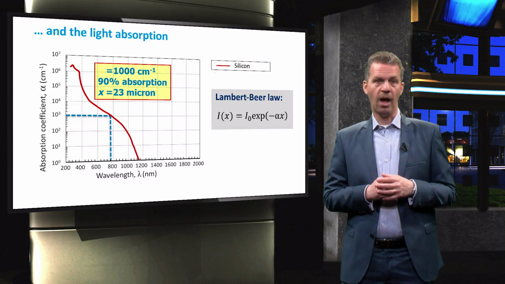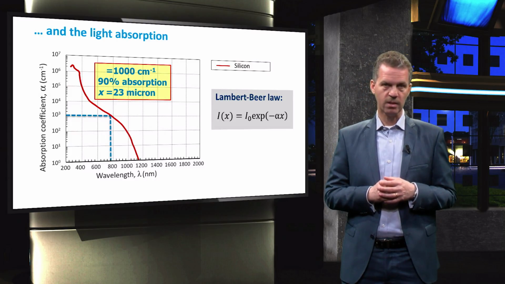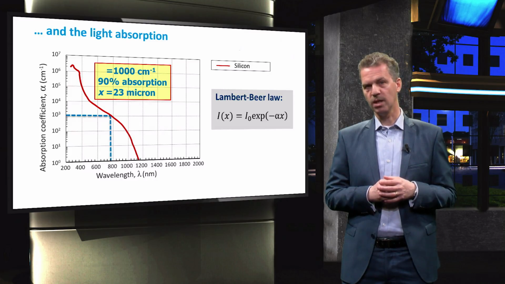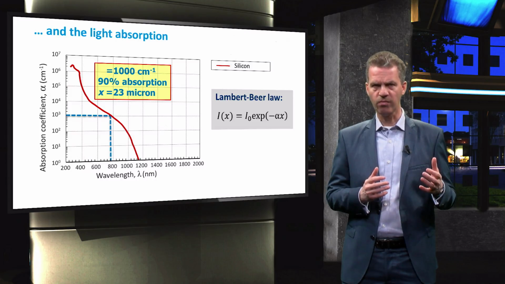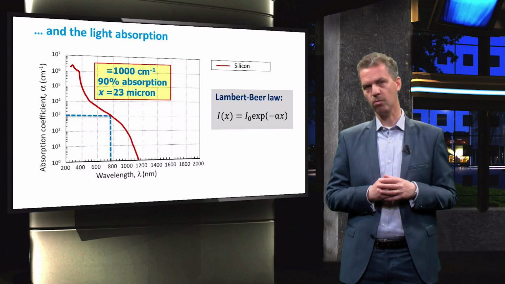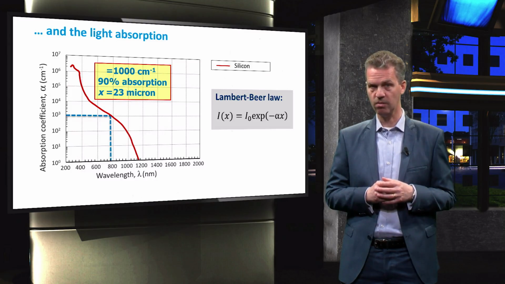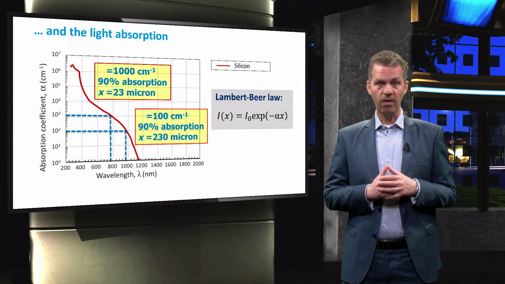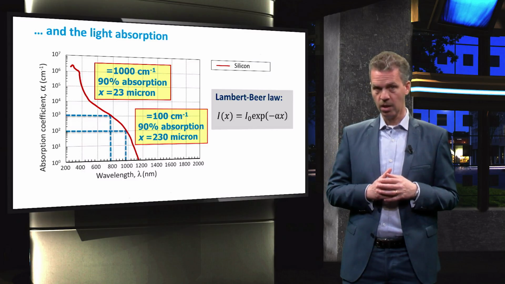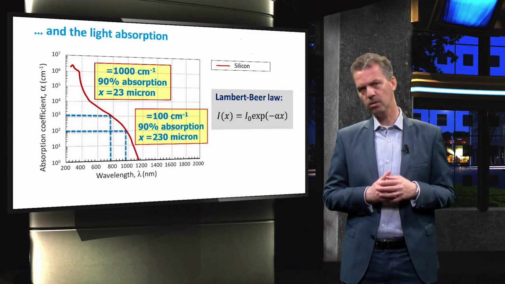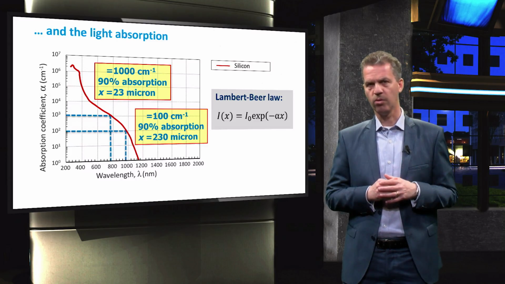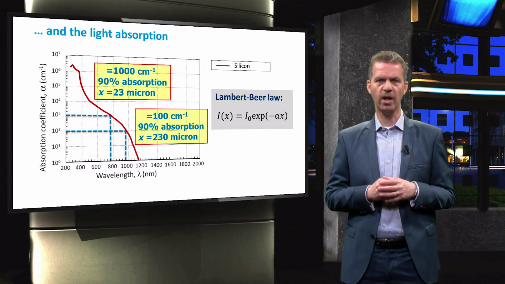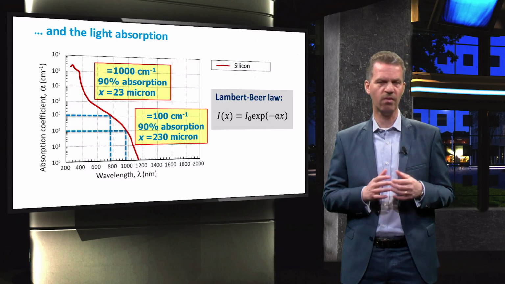For instance, at a wavelength of about 800 nanometers, we see that the absorption coefficient is about 1000 inverse centimeters. And then we need a layer of silicon with a thickness of 23 micrometers to absorb 90% of the incident photons. If we look at a wavelength of just below 1000 nanometers, the absorption coefficient is an order of magnitude lower at about 100 inverse centimeters. And in this case, we need a thickness of 230 micrometers to absorb 90% of the incident photons up to a wavelength of 1000 nanometers.